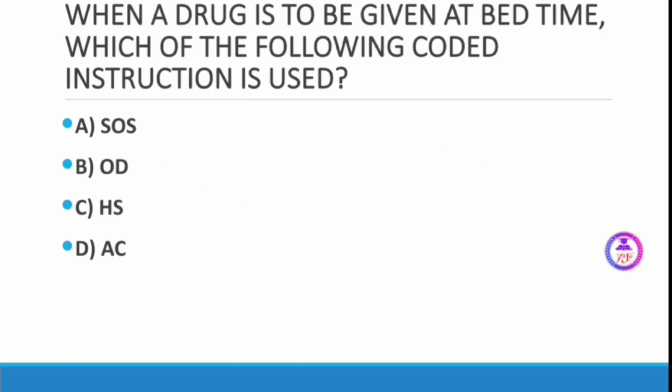When a drug is to be given at bedtime, which of the following coded instructions is used? There are symbols used while giving drugs. So SOS, OD, HS, AC. Here when the drug is given at bedtime, the coded instruction used is HS.